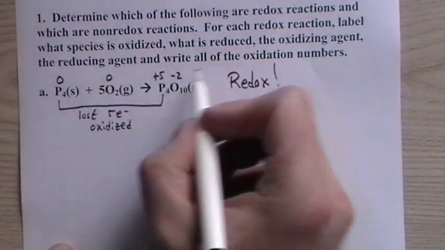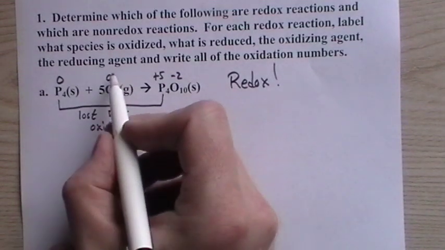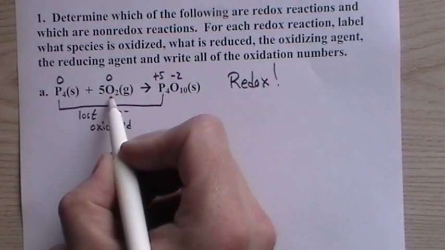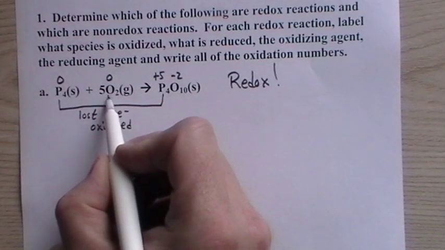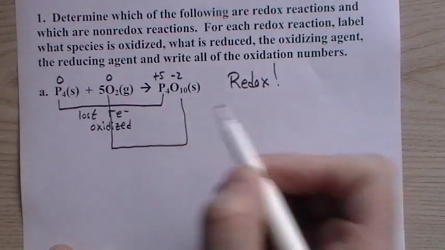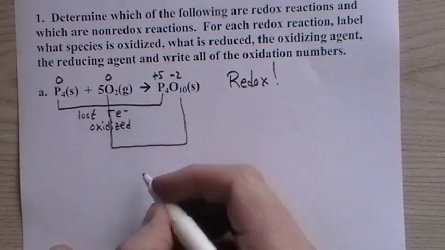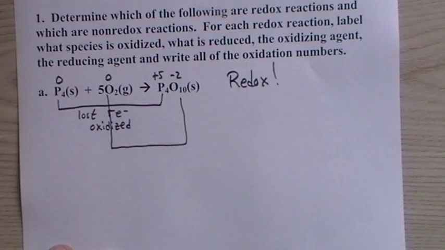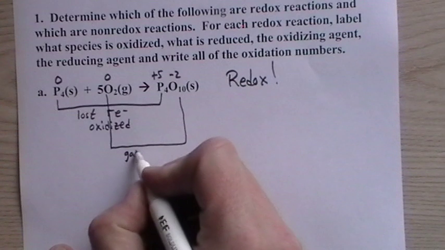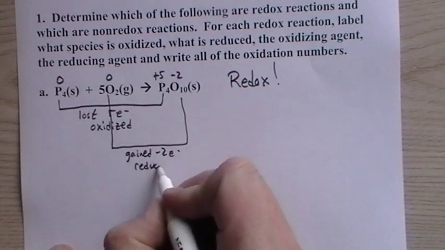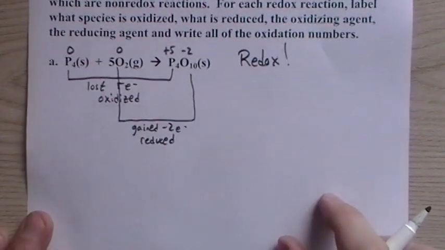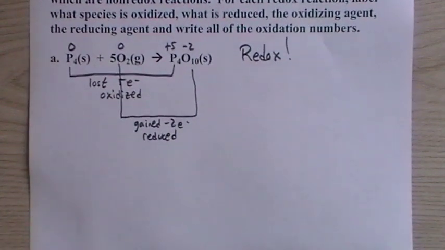Usually I put the bracket on top here, but I'm going to be stuck here, so we'll just bring it down. Oxygen goes from 0 to -2. So if it went from 0 to -2, then it gained electrons. Each of them gained 2 electrons, and so it was reduced. Again, by definition.